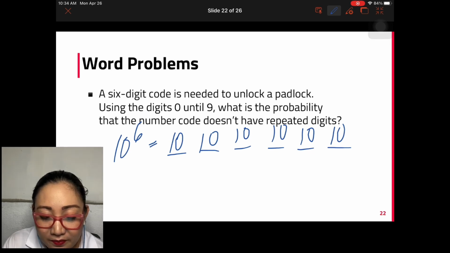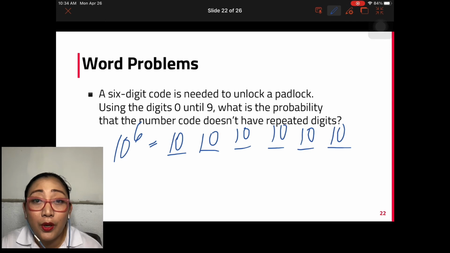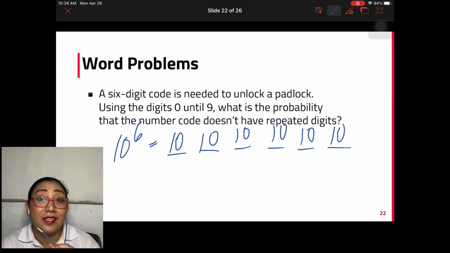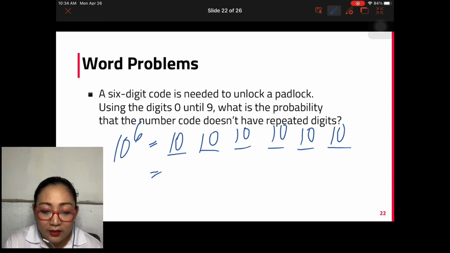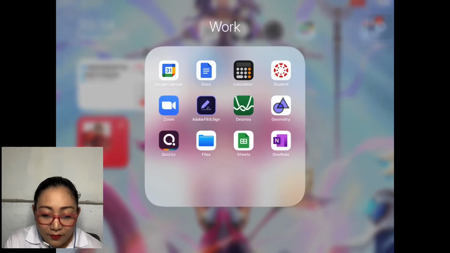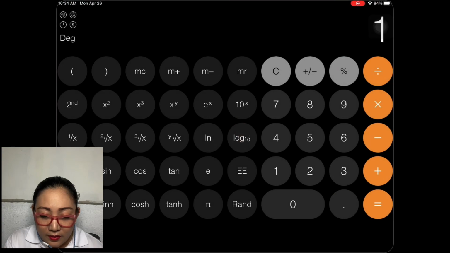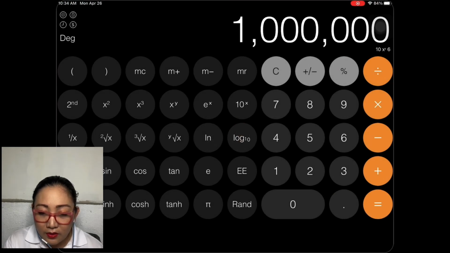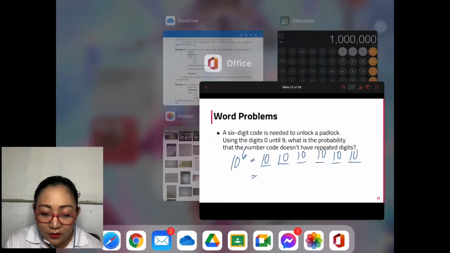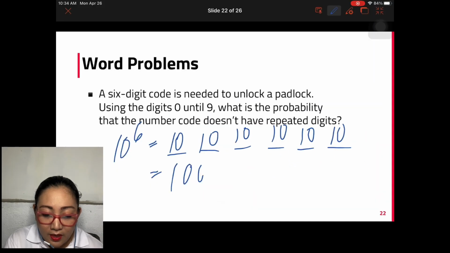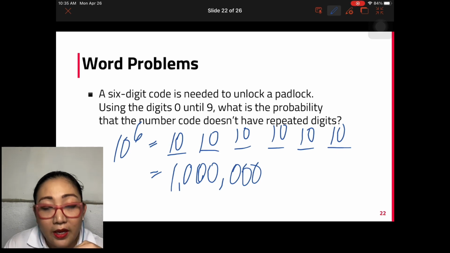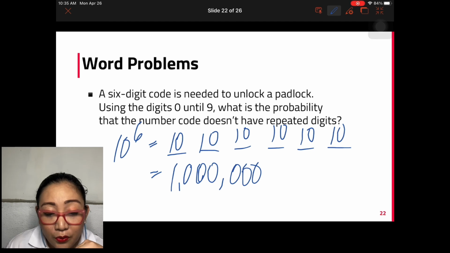Okay po ba? Kasi there are 10 options per slot sa ating 6-digit code. So, ano ba ang ating 10 raised to 6? 10 raised to 6, 1 million. So, yan ang ating sample space, ha? Tapos, kailangan malaman natin yung permutation wherein the number code does not have repeated digits.